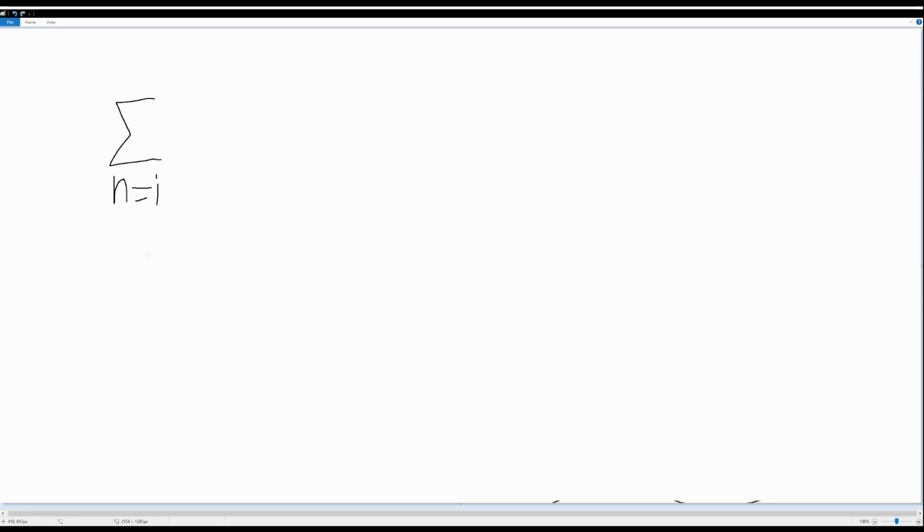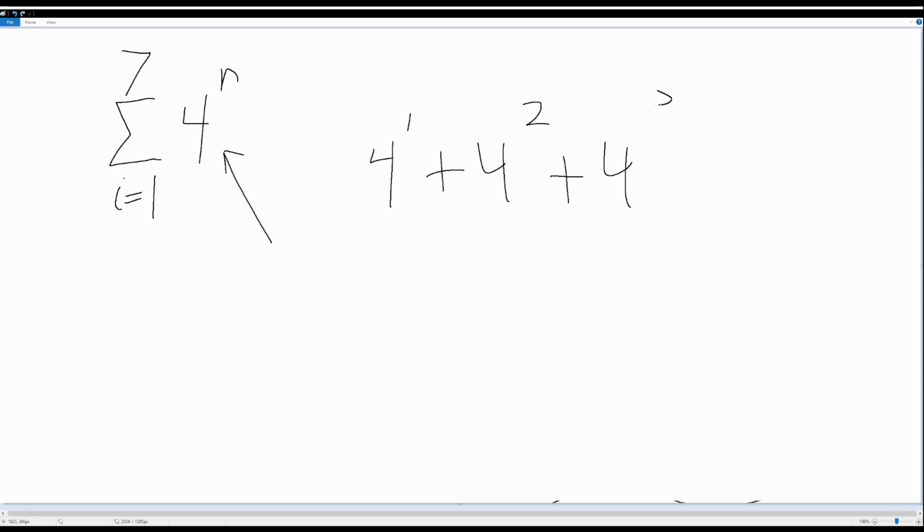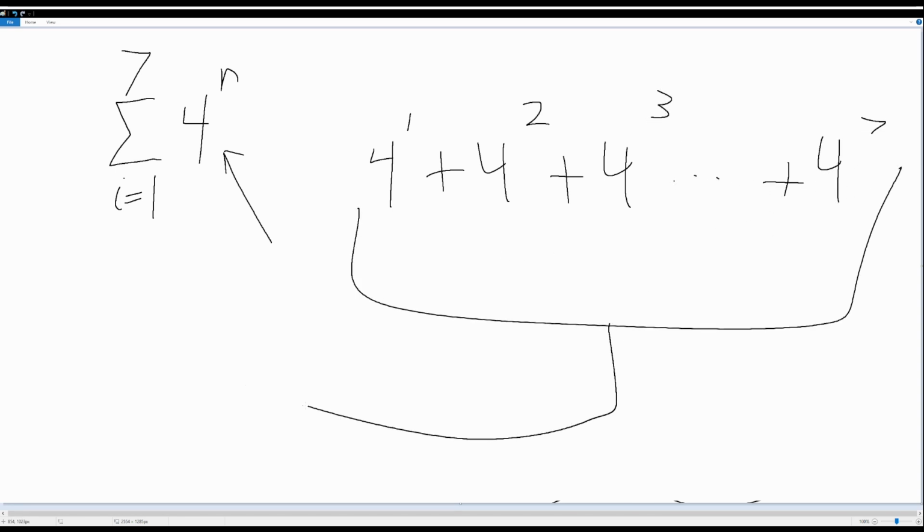So I think how it works is, apparently that's our index and that's our first value. So we write i equals 1. We'll start at the first value and then go to our last number, which will be 7, and then it's 4 to the power of n. This means we do 4 to the power of 1 plus 4 squared, and then 4 to the third, and then dot dot dot plus 4 to the 7th power, and then you add all these up, and that's your answer.